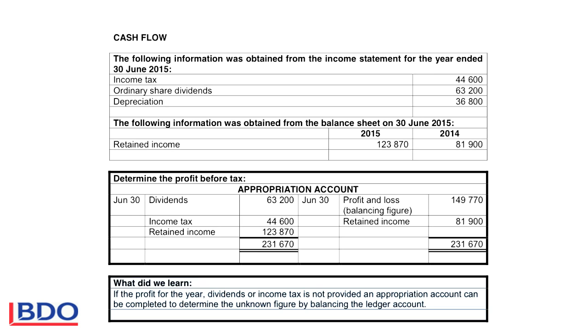Now, in this exercise, they didn't give us the profit and loss figure, so we will have to work it out by balancing. If I look at my retained income at the beginning of the year, it was 81,900. So that retained income will be debited and the appropriation account will be credited with the 81,900.